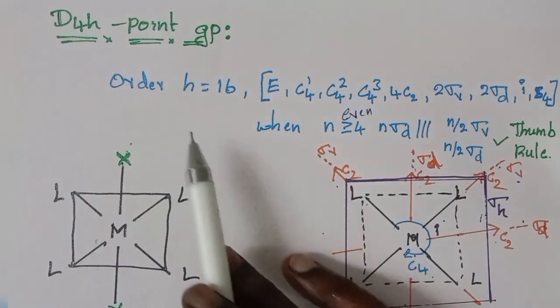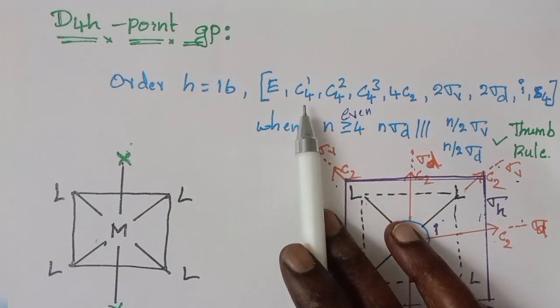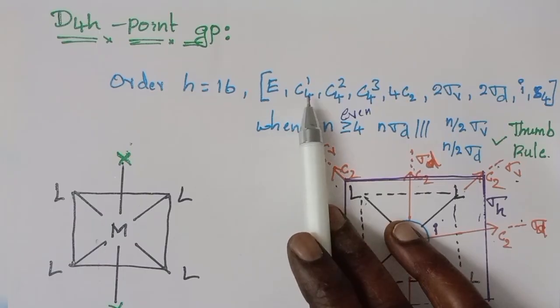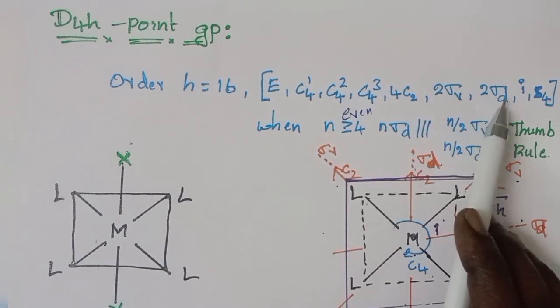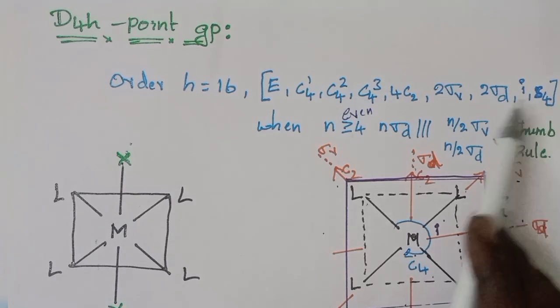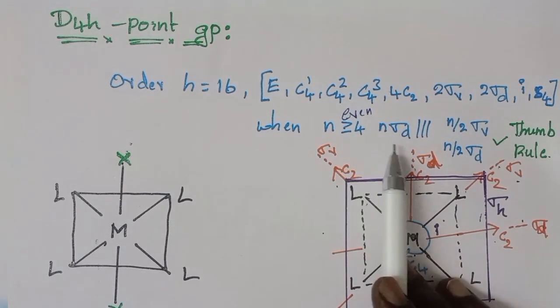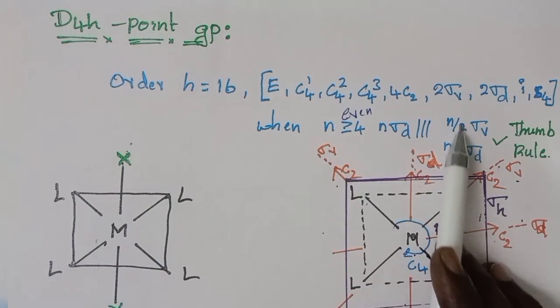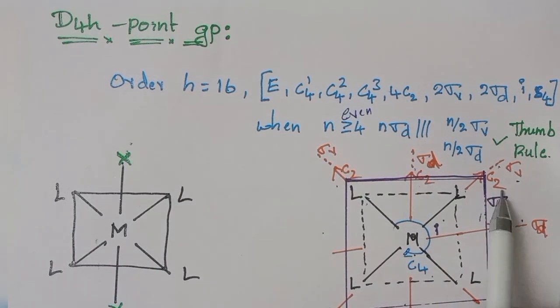D4h point group. Order for this point group is 16 and the existing symmetry elements are E and 3 C4s, 4 C2s, 2 sigma v, 2 sigma d, i and S4 will be present. When n is greater than or equal to 4 and even, instead of n sigma d, n by 2 sigma v and n by 2 sigma d will be possible. This is called the thumb rule.